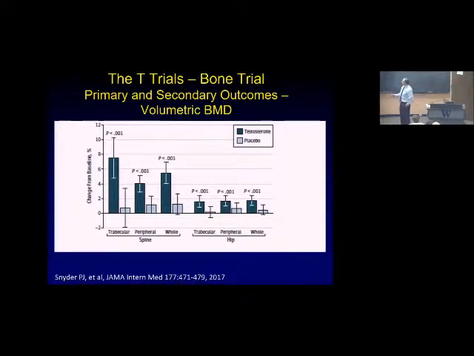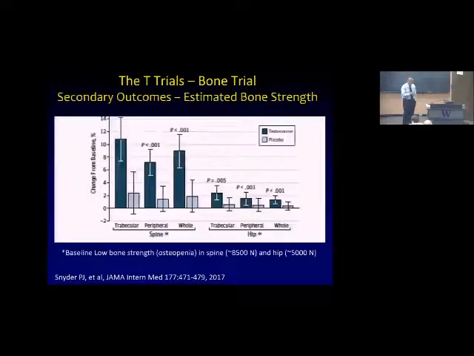So bone mineral density improved more in the trabecular compartment of the spine, more in the spine than in the hip in general, but more in the trabecular compartment than in the peripheral compartment in the spine. As well, because this was done with a volumetric CT determination, we could estimate bone strength, okay? And this estimated bone strength also increased more in the spine than in the hip and more in the trabecular bone than in the peripheral bone.